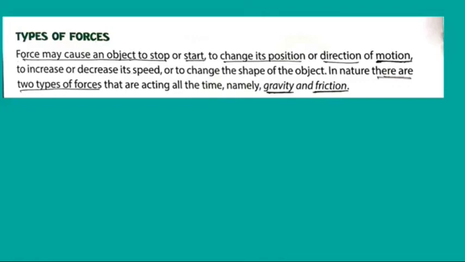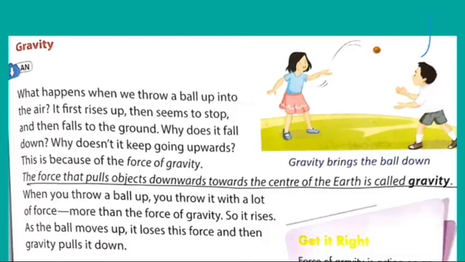Students, in nature there are two types of forces that are acting all the time, and these are gravity and the motion. First we discuss gravity. What happens when we throw a ball up into the air? It first rises up, then seems to stop and then falls to the ground. Why does it fall down?